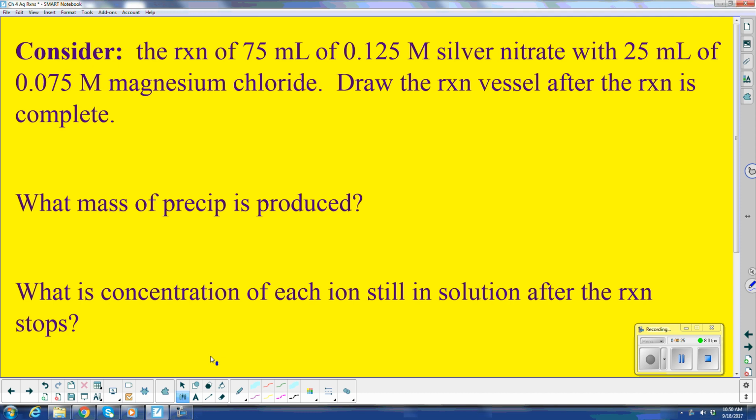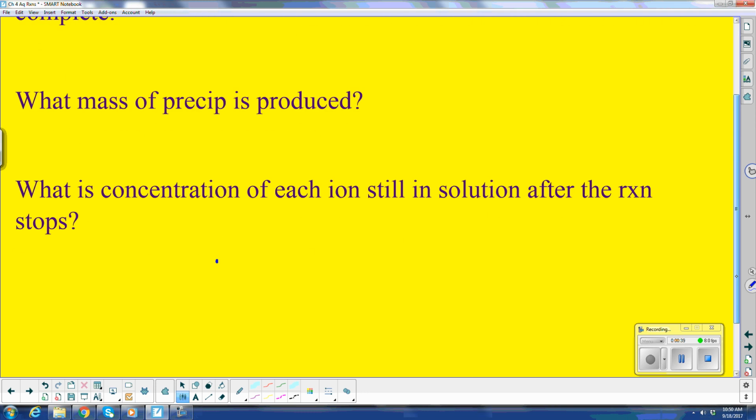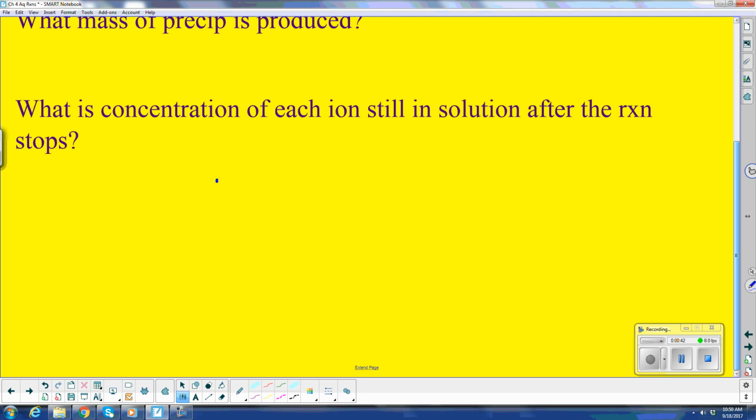Ay, caramba. Well, first thing we notice is I have volume and molarity of one reactant and I have volume and molarity of a second reactant. Anytime I have both reactants, guess what kind of a question it is? It's a limiting reagent question.